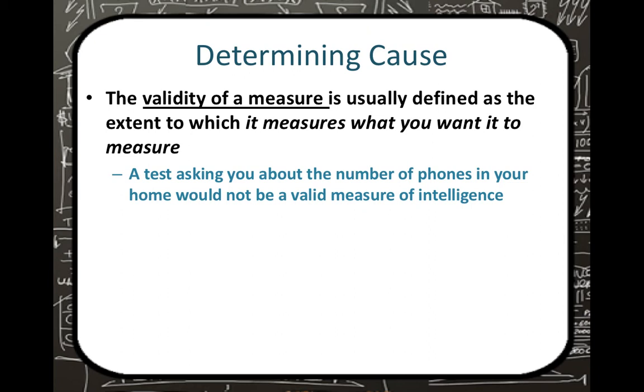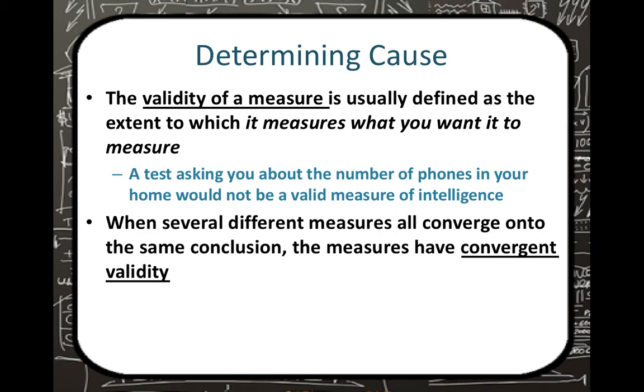So moving on to the ideas of validity and reliability. The validity of a measure is usually defined as the extent to which the measure measures what you want it to, right? Are you really measuring what you think you're measuring? So a test asking you about the number of phones in your house is not a valid measure of intelligence, right? If I think I'm measuring intelligence and I go, how many phones do you have? That's not a valid way of measuring that. It's not measuring what I think it's measuring.